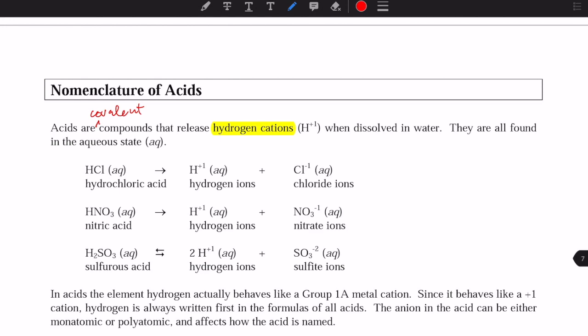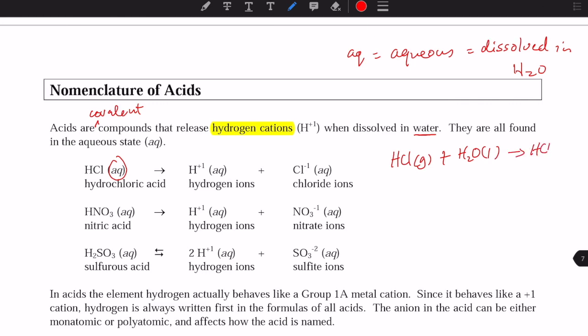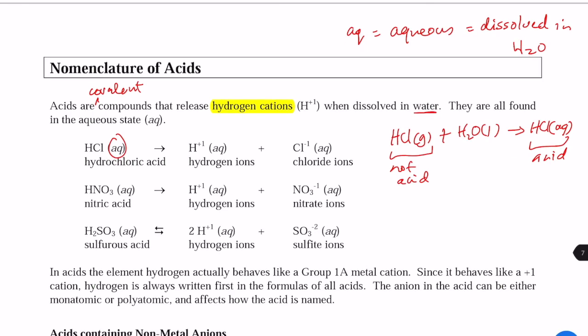It's important to make sure that the acid is dissolved in water, and to do that, we give it the symbol AQ, which just means aqueous, and all that refers to is that the compound is dissolved in water. So for example, HCl could be a gas, in which case it will not be an acid. However, if you take HCl and mix it with liquid water to make HCl aqueous, then the aqueous form is the acid, and the gas form is not an acid. This clarifies what we consider an acid and what is not.